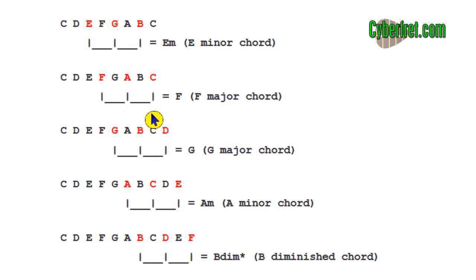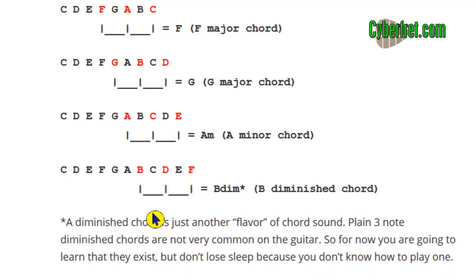F, A, C, that's an F major chord. G, B, and D make up a G major chord. A, C, and E make up an A minor chord. And then B, D, and F make up what's called a B diminished chord.